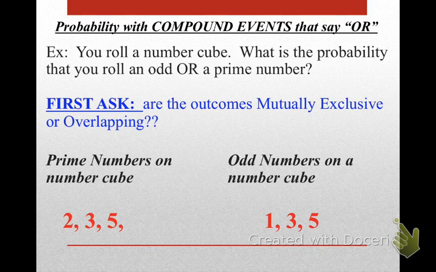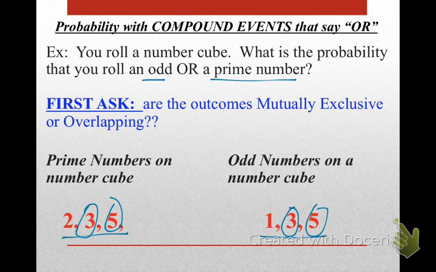Now let's figure another compound probability situation that also asks us for one probability or the other. So you roll a number cube, and you say, what's the probability that you roll an odd or a prime number? So let's list out those possibilities. Here are our odd numbers, and then here are the prime numbers. And then we look and see, are they mutually exclusive, so that neither event can occur together, or are they overlapping? We can see that we've got 2 that are overlapping.